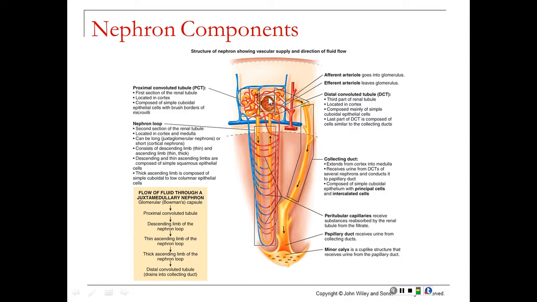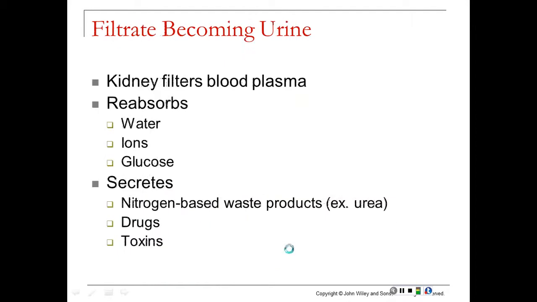That filtrate that was removed from the blood within the glomerular capsule is going to go through the PCT, the descending limb of our nephron loop, the ascending limb of our nephron loop, the DCT, the collecting duct, and then the minor calyx. And then the minor calyx leads to the major calyx, etc., etc.